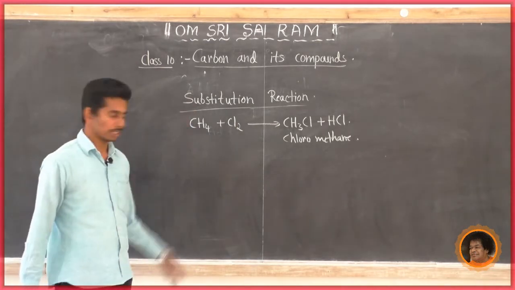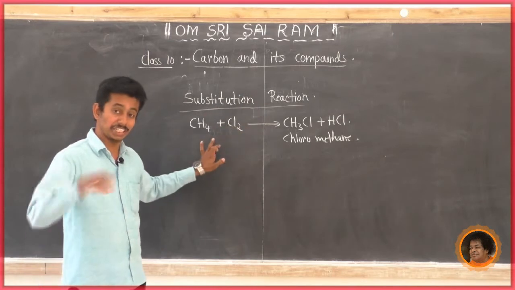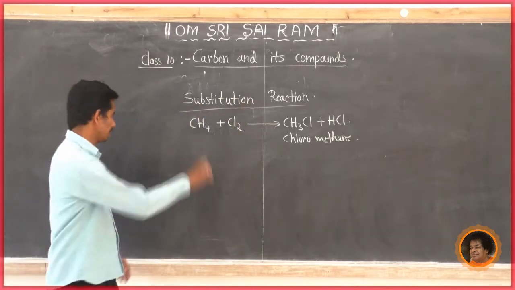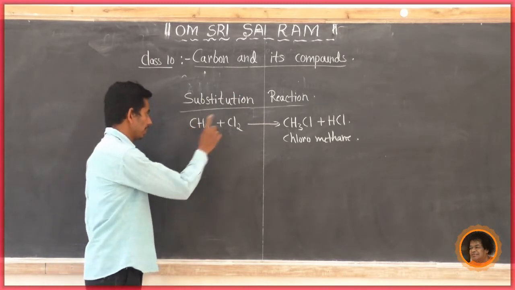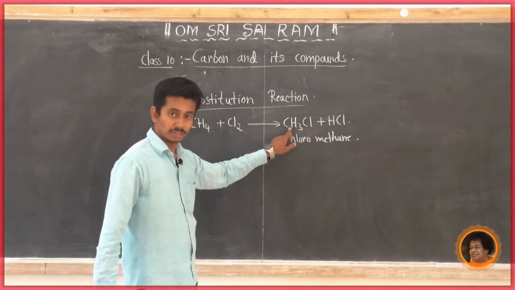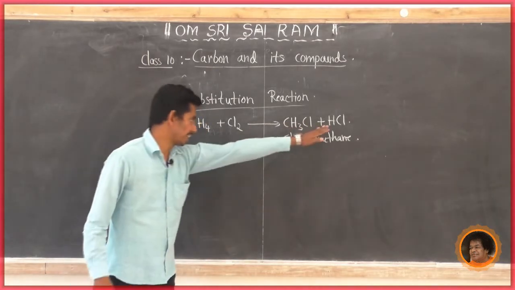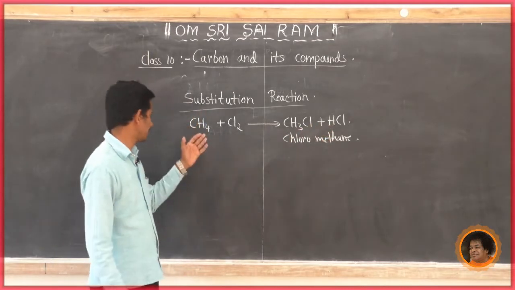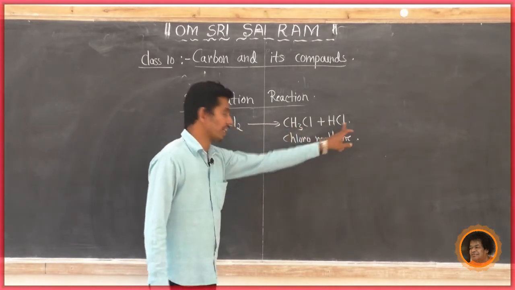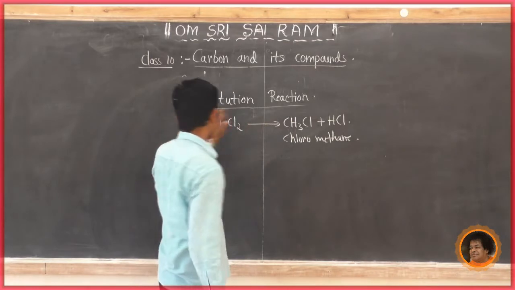Next chemical property of carbon and its compounds is substitution reaction. Addition reaction is over. Now it is substitution reaction. CH4 methane reacts with chlorine and it gives chloromethane and hydrochloric acid. What are the products formed in the reaction between methane and chlorine? Chloromethane and hydrochloric acid. Now this reaction is an example for substitution reaction.